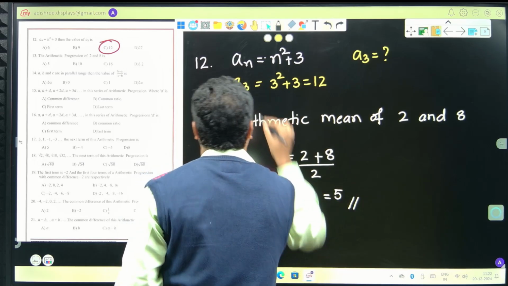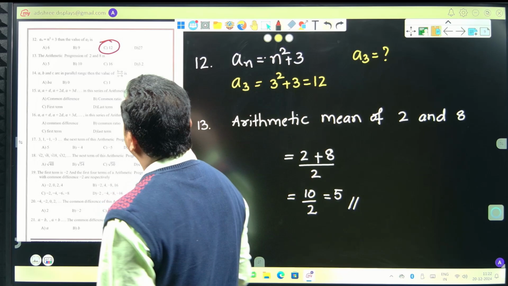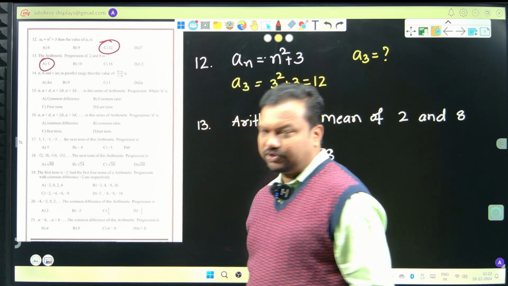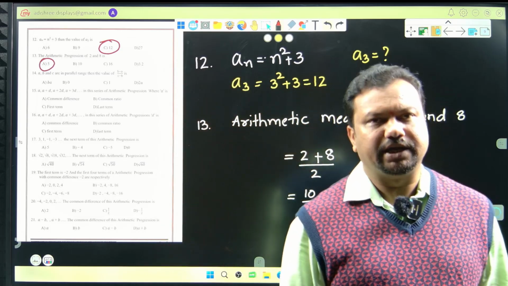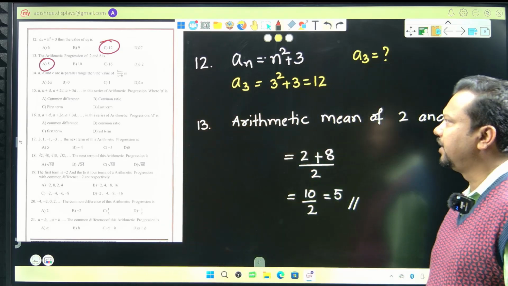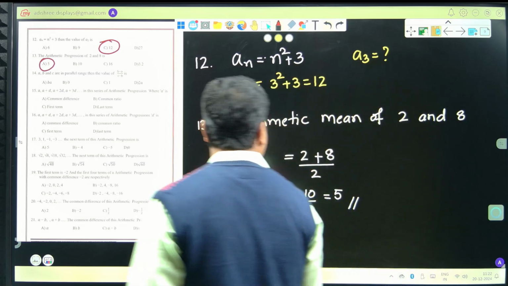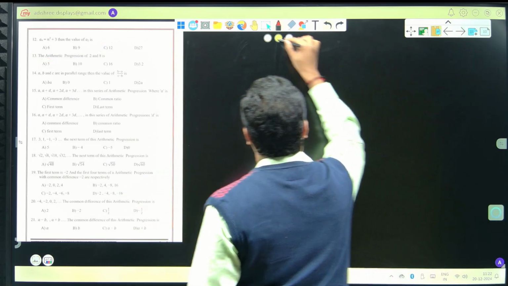Therefore, what is my answer in this case? In this case, my answer is option A. The arithmetic mean of 2 and 8 is 5. That is option A is the right answer. Right. Let's go for the next one.